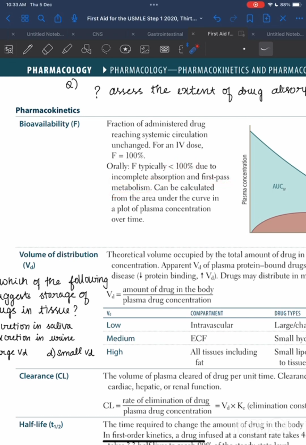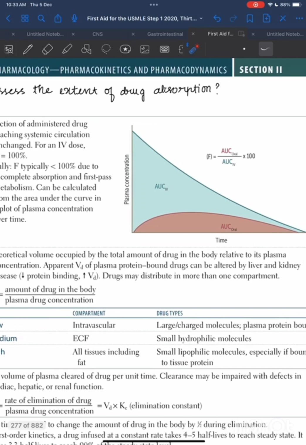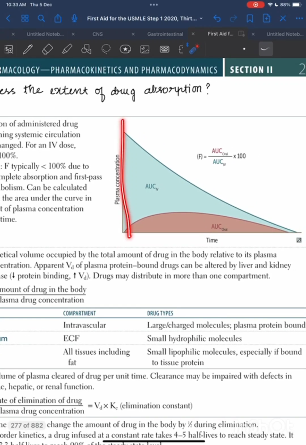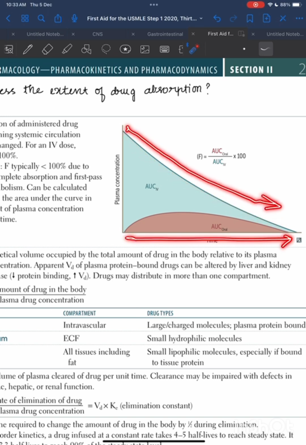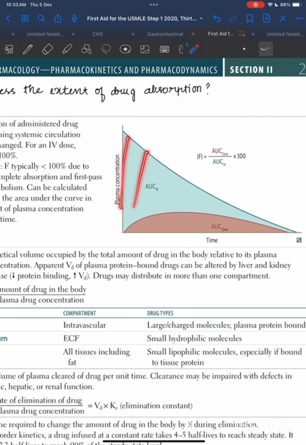Okay, and this is the graph. Here this is plasma concentration and this is time, and this is the area under the curve. With an increase in time, plasma concentration will decrease. So this is the area under the curve. This is for IV and this is for oral. You can always see here the area is less for oral and in IV it is high.